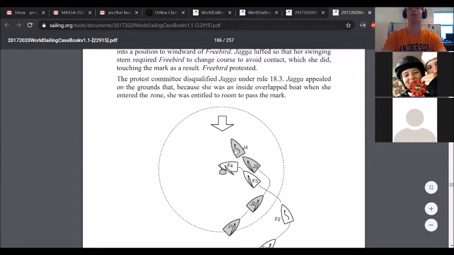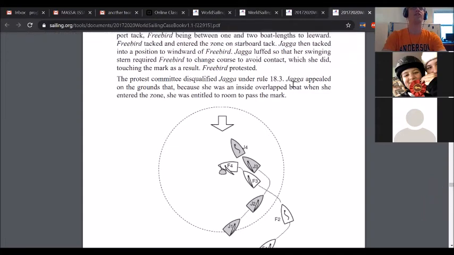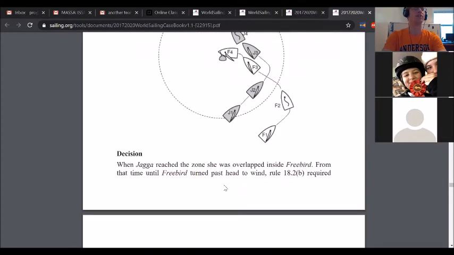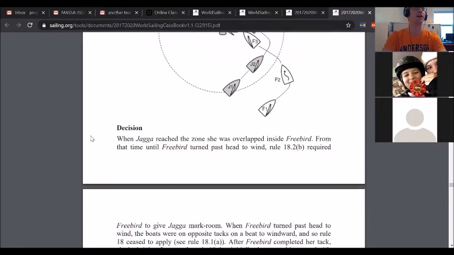And we know that boats spin around the centerboard, so the stern goes down when you luff up. Freebird said, oh, that's a bad deal. I'm going to have to head down to not hit their stern that's swinging toward me. When they headed down, they hit the mark. They protested, and Jaga was disqualified under Rule 18.3. So that one's pretty straightforward. I think they go on to say that there was an appeal, but they said no.